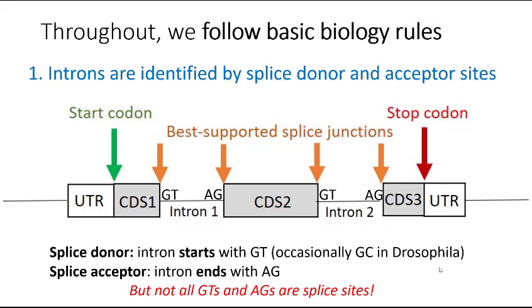One thing I want to mention is that very occasionally in Drosophila species, you can find a G followed by a C as the splice donor. But most of the time, like 99% of the time, it's actually a G followed by a T. Importantly, not all GTs and not all AGs are splice sites. So there are additional sequences that are preferred sequences for the spliceosome to recognize that position as the start or the end of an intron. But we will really only focus on those 100% required sequences.